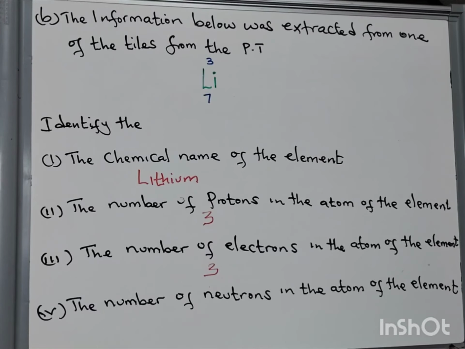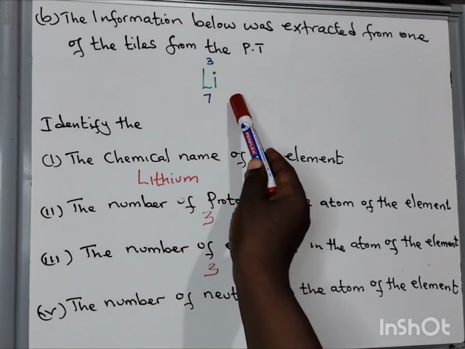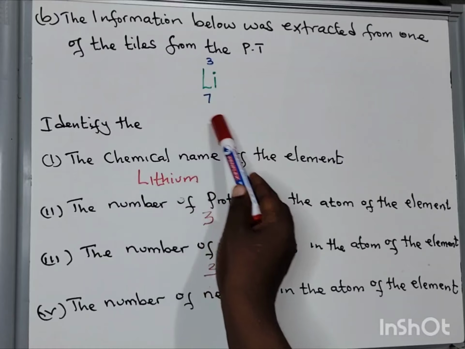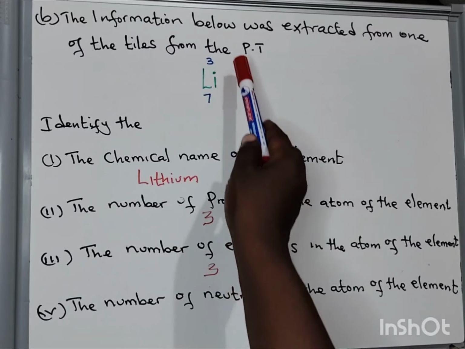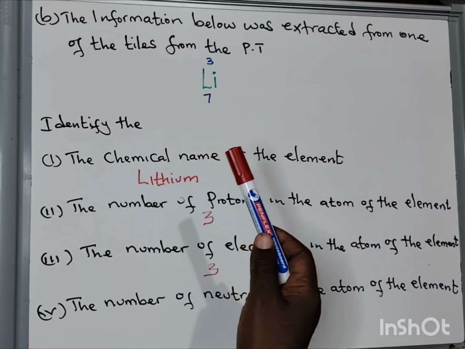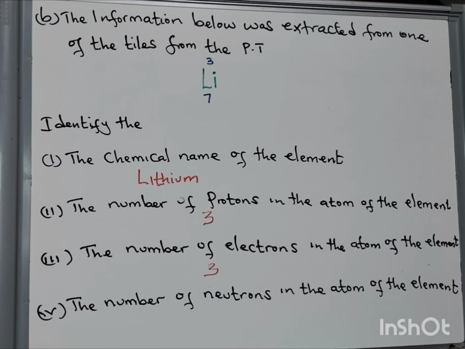Then comes this question: the number of neutrons in the atom of an element. How do you get that? The difference between the atomic mass number and the atomic number gives you the number of neutrons. So the answer is 7 minus 3. What do you get? 4. So there are 4 neutrons.